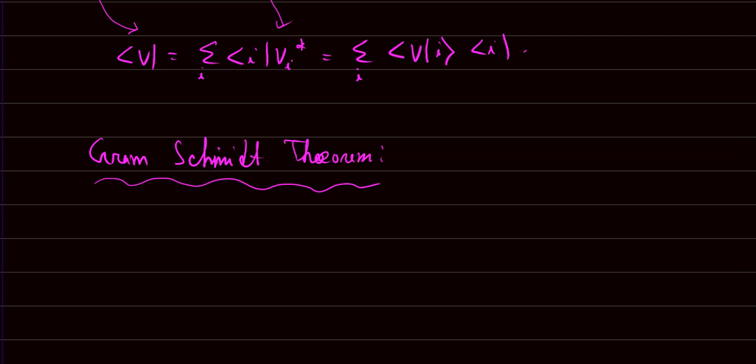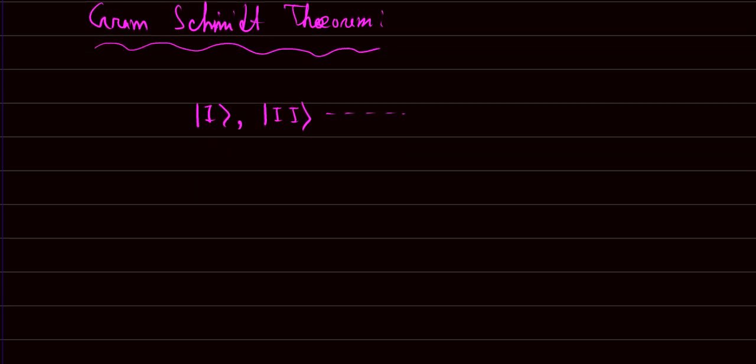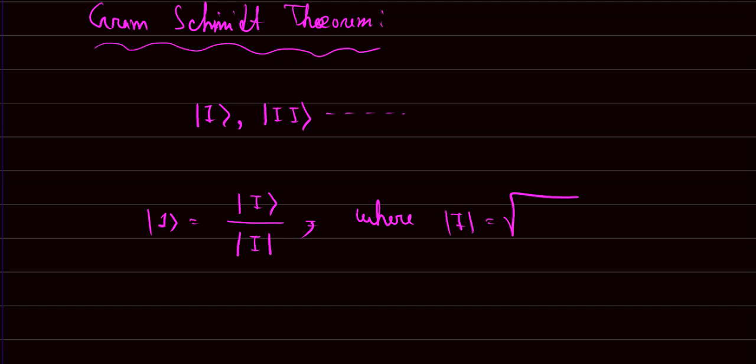So let's say we have a vector space with linear basis vectors 1, 2, and so on. These are the bases of our vector space and they are all linearly independent. The first orthonormal basis vector will be very easy. We just have to divide our first basis vector by its norm. This will give us the first orthonormal basis vector, where I is given by this. We just divide by the norm of the vector.